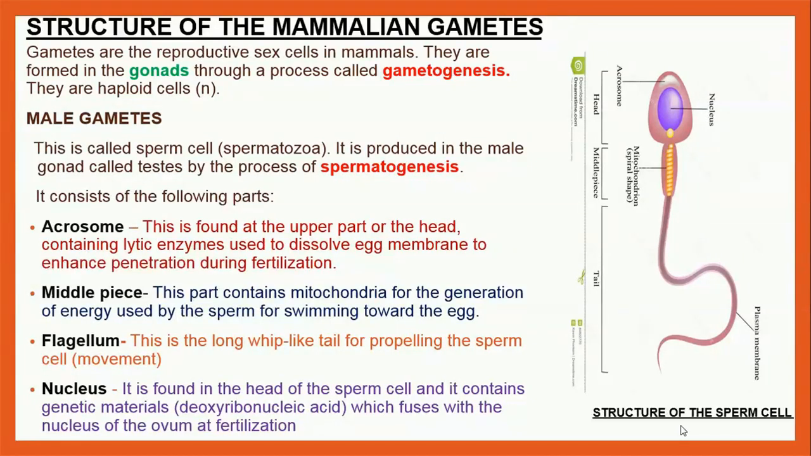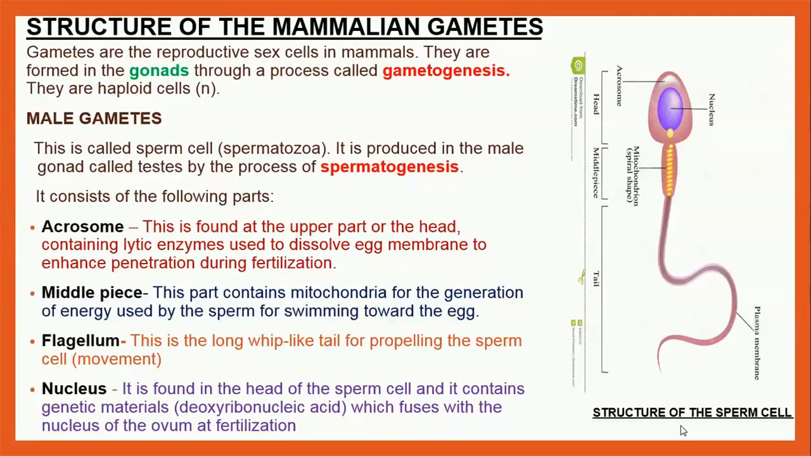Good. Now it also has a part known as the flagellum. This is the long whip-like tail. It looks like a rope, right? For propelling the sperm cell. So it's used for movement. So that part that looks like a whip is known as a flagellum. That is the part that aids the sperm cell to swim, to move from one place to another.